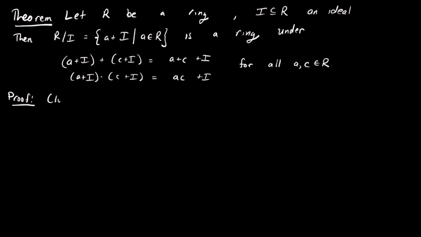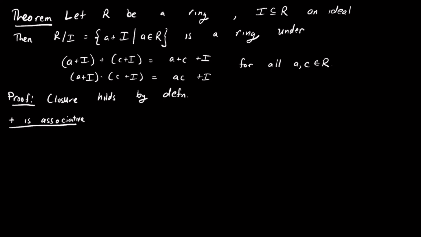So the thing is, I know that closure holds by definition. Right? I know that closure under addition and closure under multiplication, those two are going to hold by definition. So I just need to check my properties. Like I need to check addition is associative, addition is commutative, I have an additive identity, I have additive inverses, and so on and so forth. So let's go through and check these one by one. So I'll check that addition is associative.